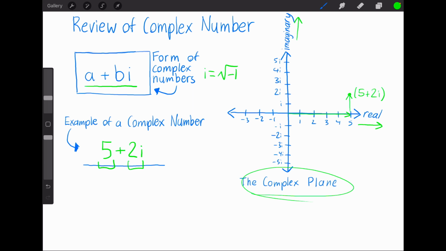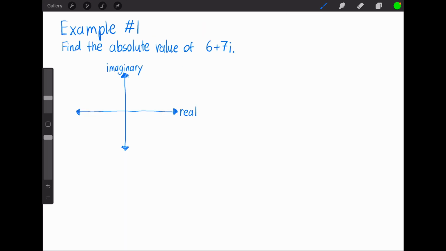In this video, we will be looking to find the absolute value of a complex number. This is the distance between that number and the origin on the complex plane. This distance is represented by the variable z. We can find this distance using the equation the absolute value of z equals the square root of a squared plus b squared. In this first example, we are told to find the absolute value of 6 plus 7i.